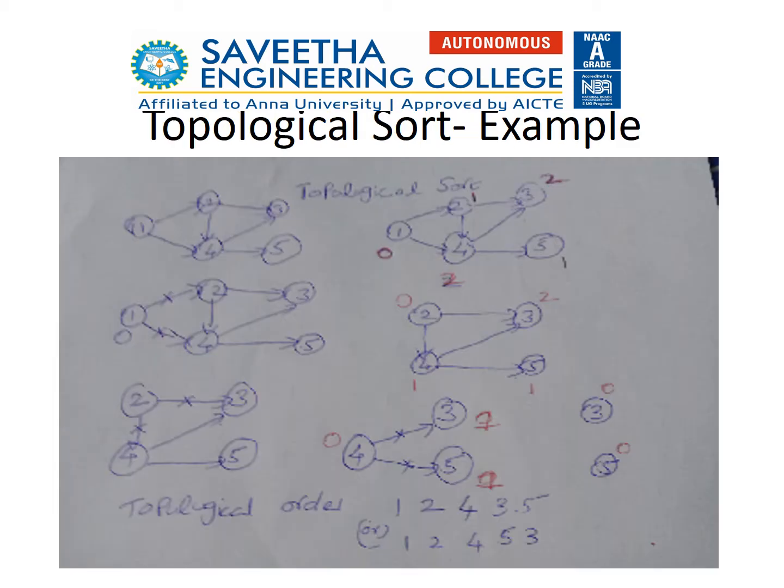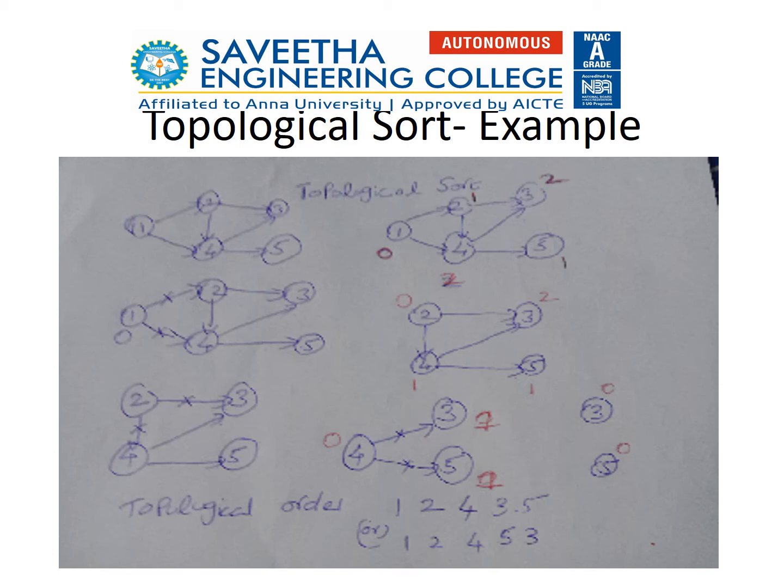Next, the topological sorting example. The graph is taken with 5 nodes: 1, 2, 3, 4, 5. We have to calculate the in degree for each node. For each node, the number of edges coming towards the node is the in degree, and the number of edges going out of the node is called the out degree. For node 1, there are no edges coming towards it, so its in degree is 0. We only have to calculate the in degree for topological sorting.